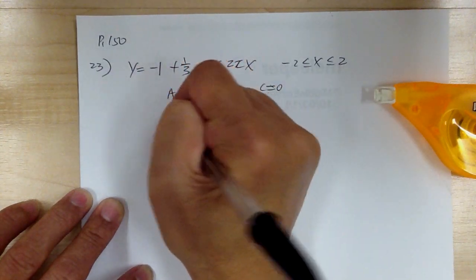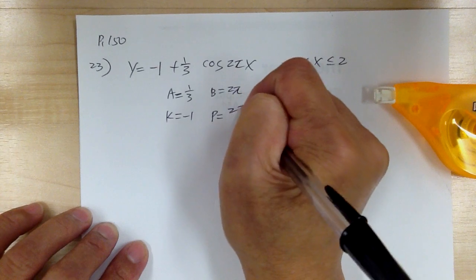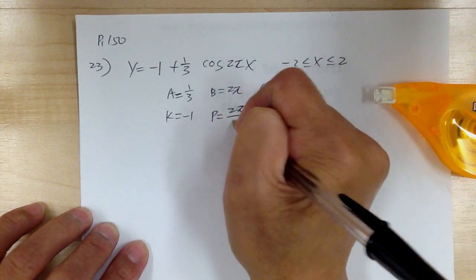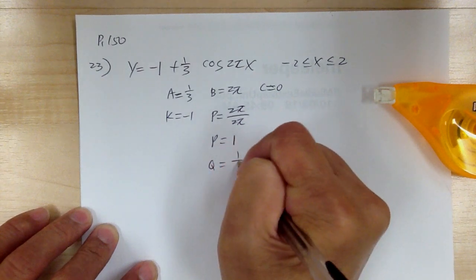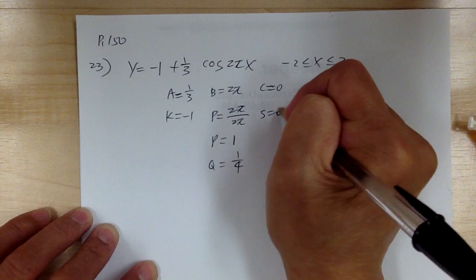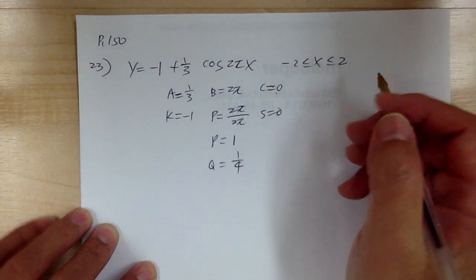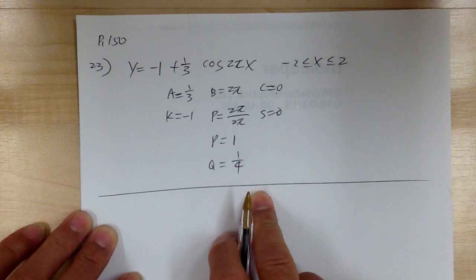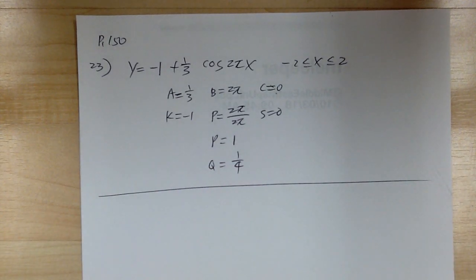And from here, k equal to negative 1, p equal to 2 pi over b, so p equal to 1, so q equal to 1 over 4, right? Just divide by 4. c equal to 0, so s equal to 0. s equal to negative c over b. So now, once you have this information, you're ready to do graphing. So let's go and do the graph.